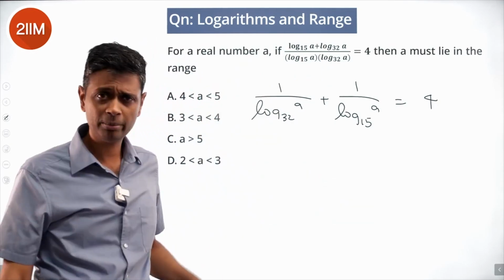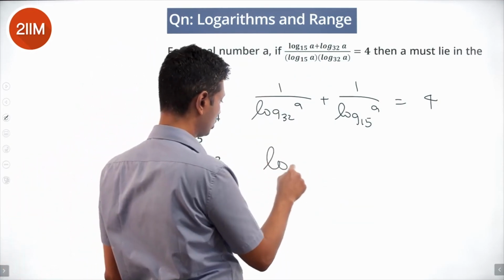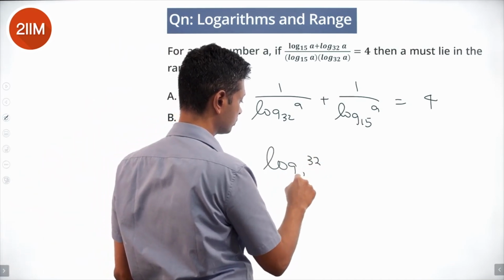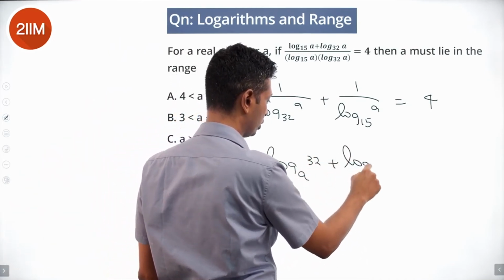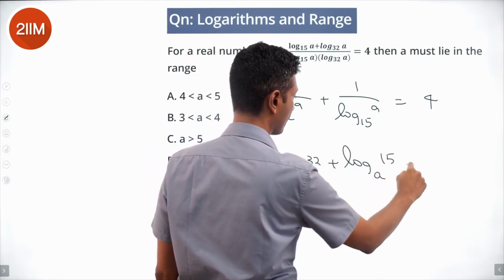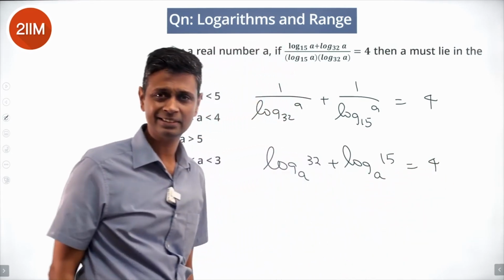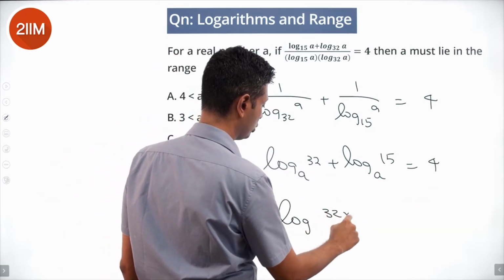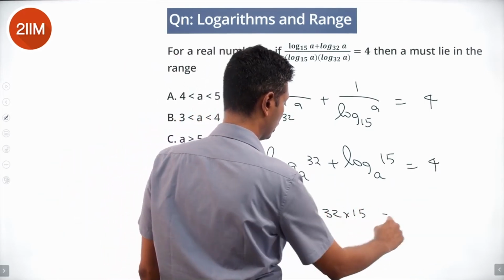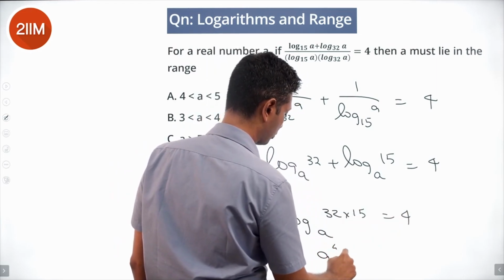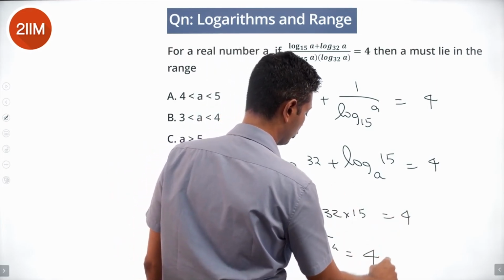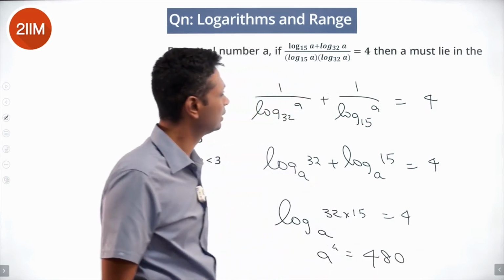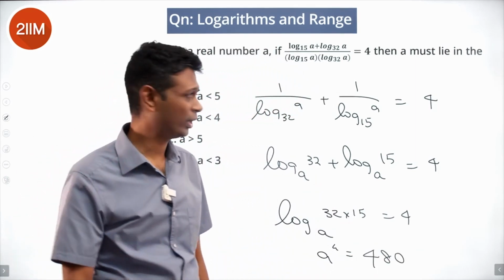1 by log a to the base 32 is log 32 to the base a, plus log 15 to the base a is 4. Nice. Or log of 32 into 15 to the base a is 4. Or a power 4 is 32 into 15, 480. A is the 4th root of 480.